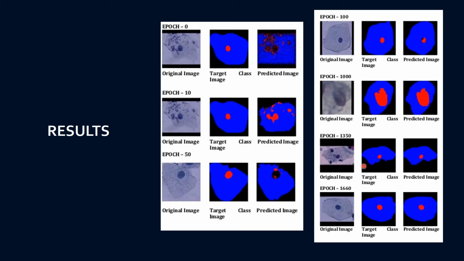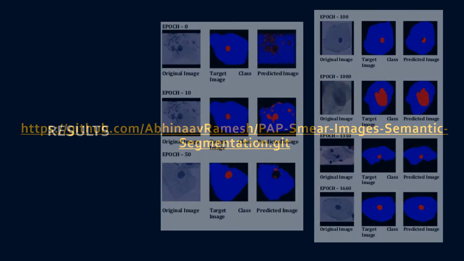And looking into the nuances, we can say that it has selected only the nucleus. It has left out some other artifacts which resemble the nucleus in the image. So that's how semantic segmentation brings huge improvements in computer vision in medical fields.